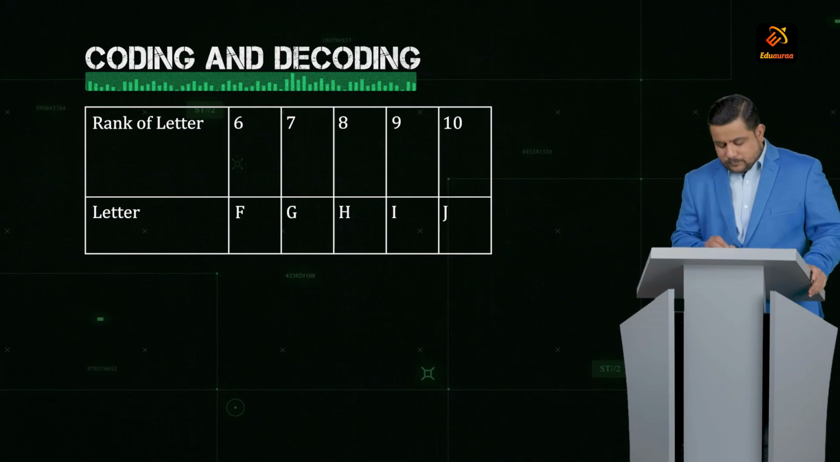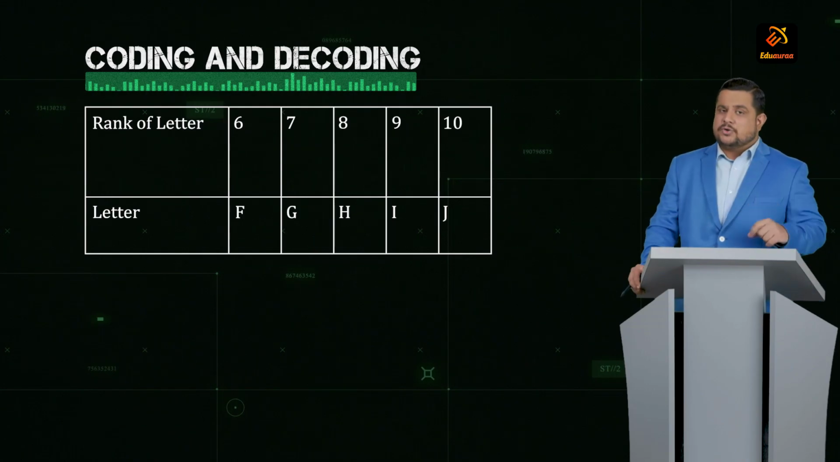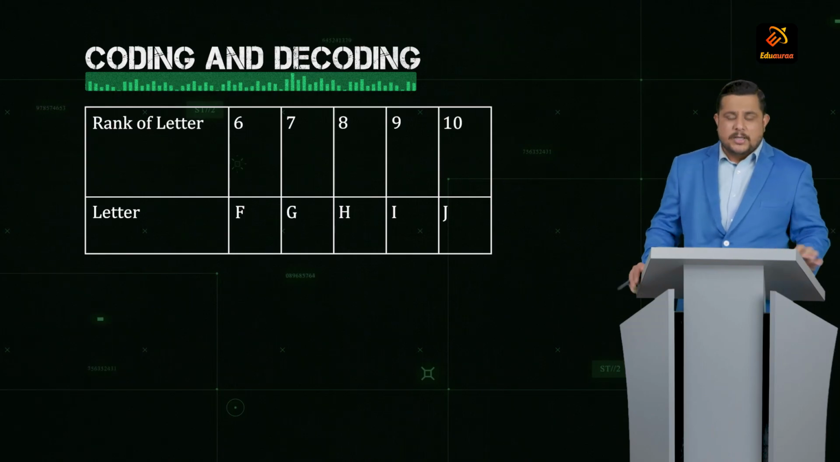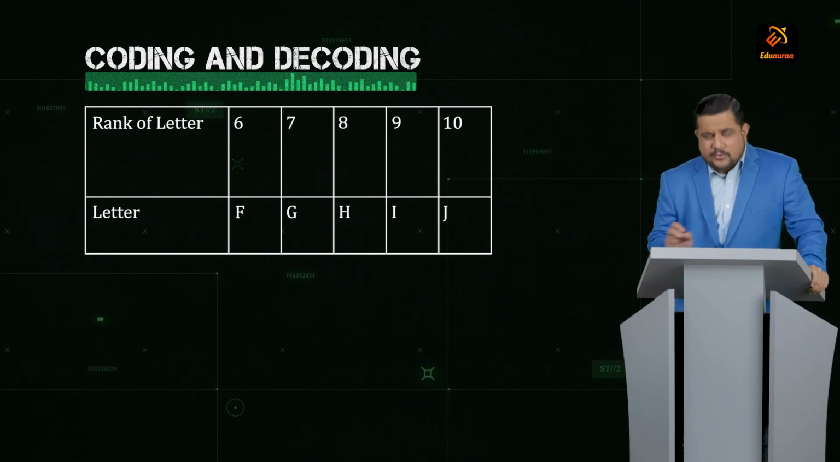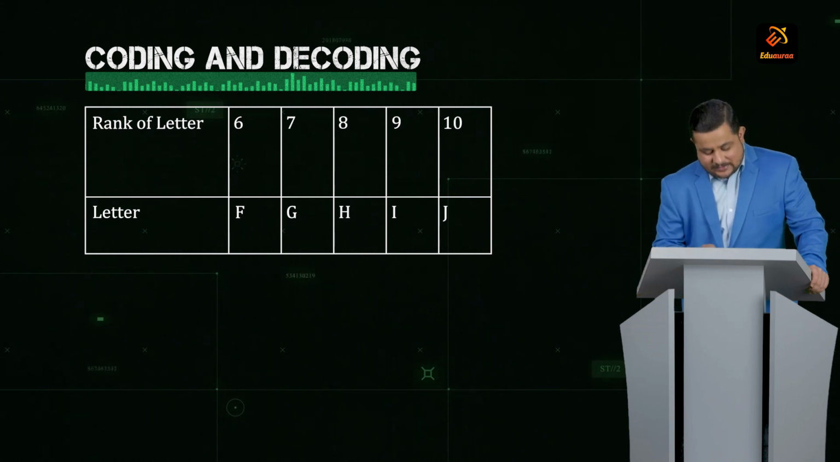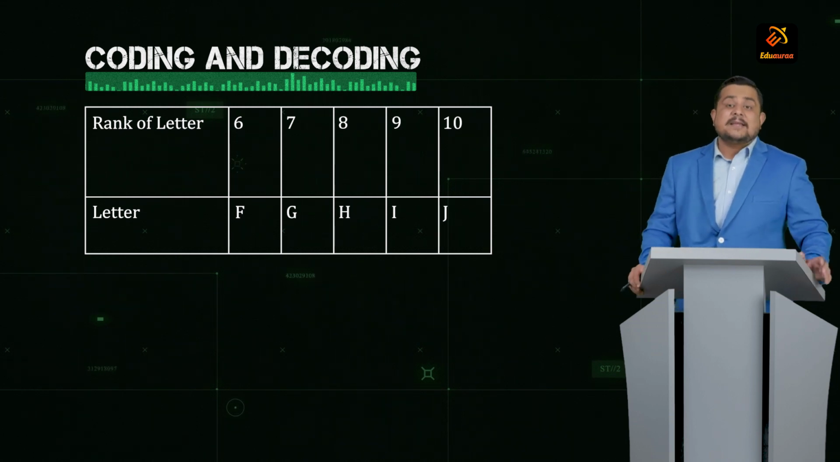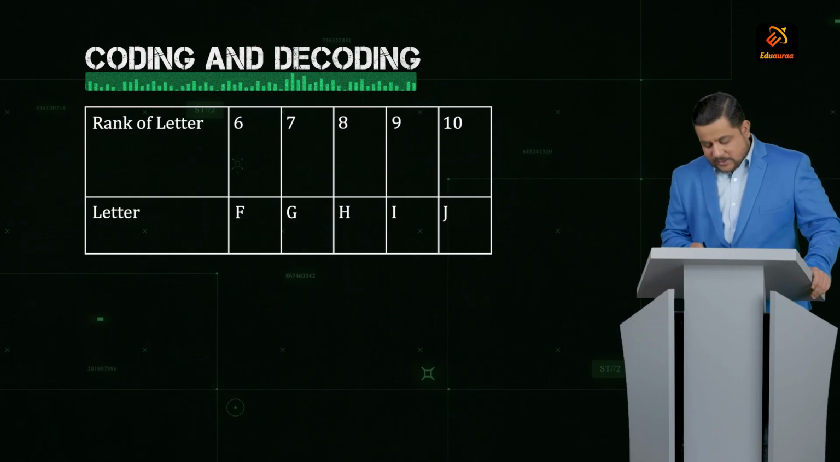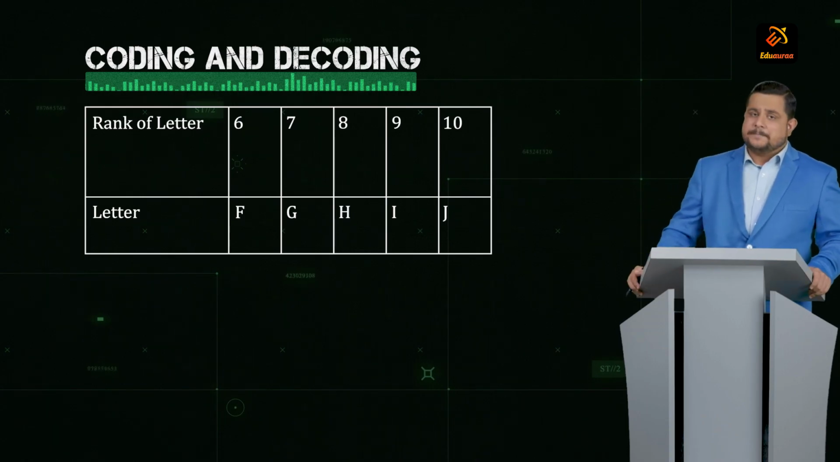Now, after F, G will come. For capital G, you just have to think about capital G. In capital G, can you see 7? Yes. At the bottom right side, we can see that there is a hidden number, that is 7. So G comes at 7th place.